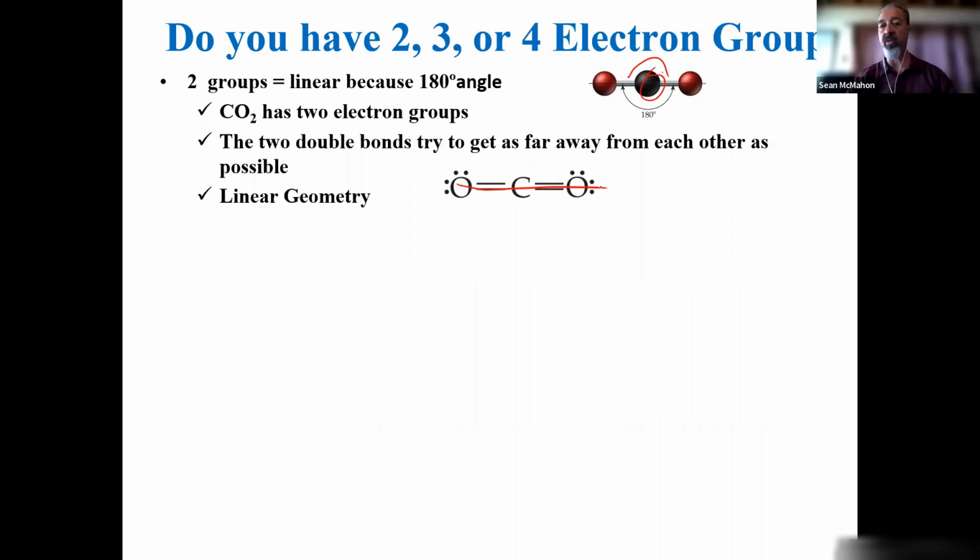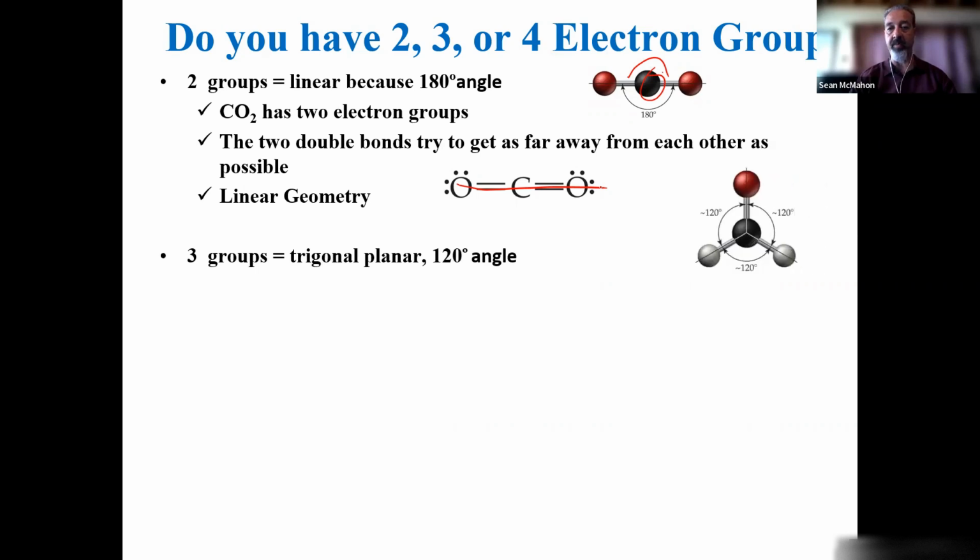What if there's 3 groups? Well, that's going to form what is referred to as trigonal planar and a 120-degree angle. What do I mean? If I have 3 things attached, just think of a circle. A circle is 360 degrees. If I want to split that into even pieces, 3 things, 3 central angles, those angles are going to be roughly 120 degrees.